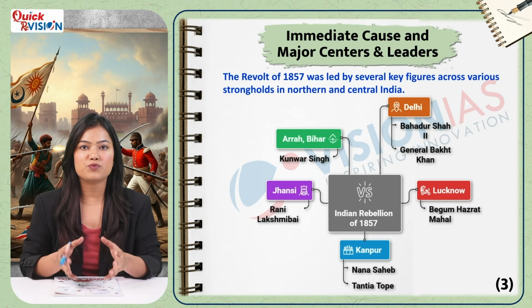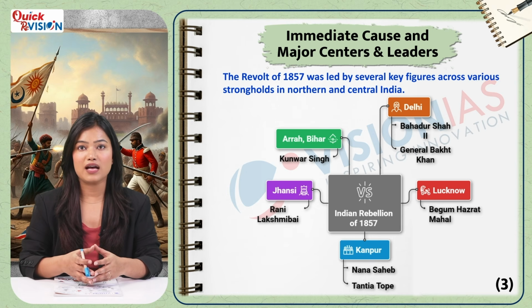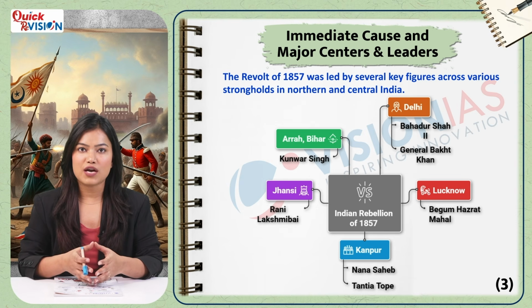Soon, the rebellion spread to major centers like Delhi, Lucknow, Kanpur, Jhansi and Bihar, where leaders like Bahadur Shah Zafar, Begum Hazrat Mahal, Nana Sahib and Rani Lakshmi Bai led the charge.